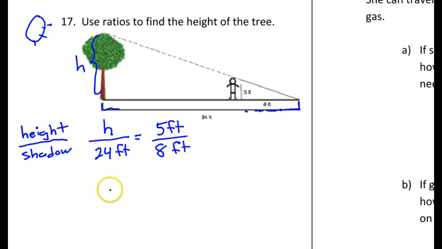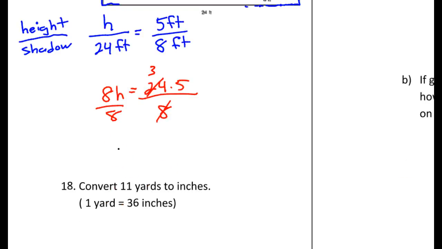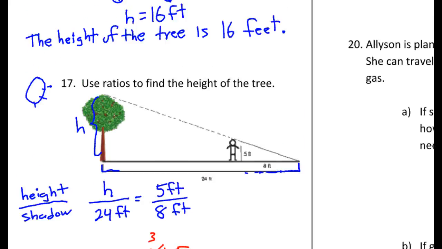So we can see, well, 8 and 24 are compatible, so 8 times 3 is 24, so 5 times 3 will be 15, so we can solve it that way, or cross multiply. 8h equals 24 times 5, and when you divide both sides by 8, 8 goes into 24 3 times. 3 times 5 is 15. So we get our answer. Either way, 15 feet. And that's the height of the tree. So pretty good sized tree.